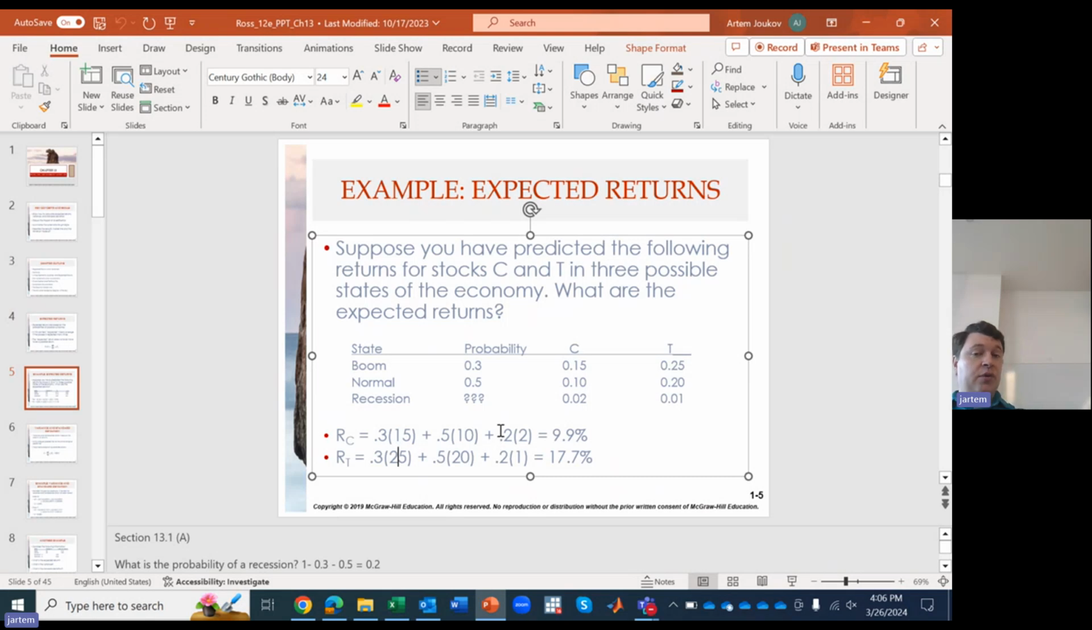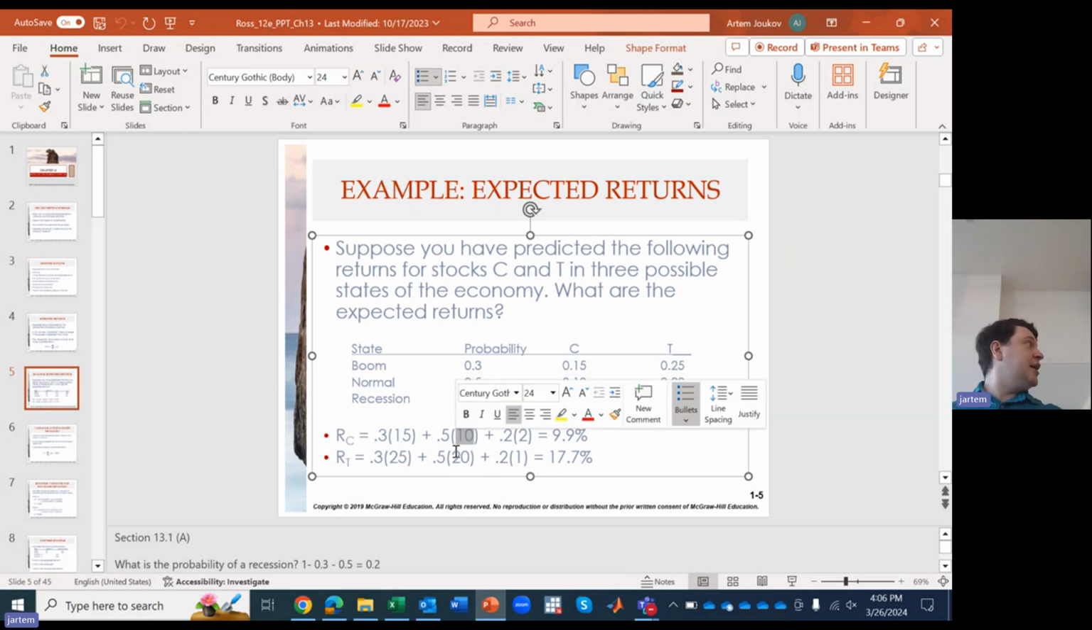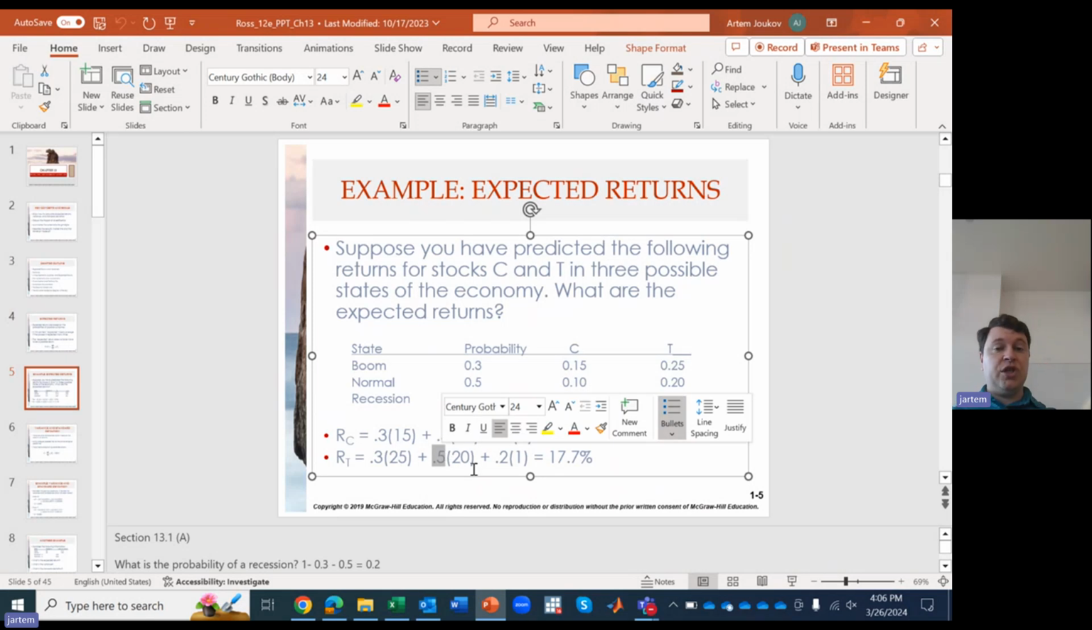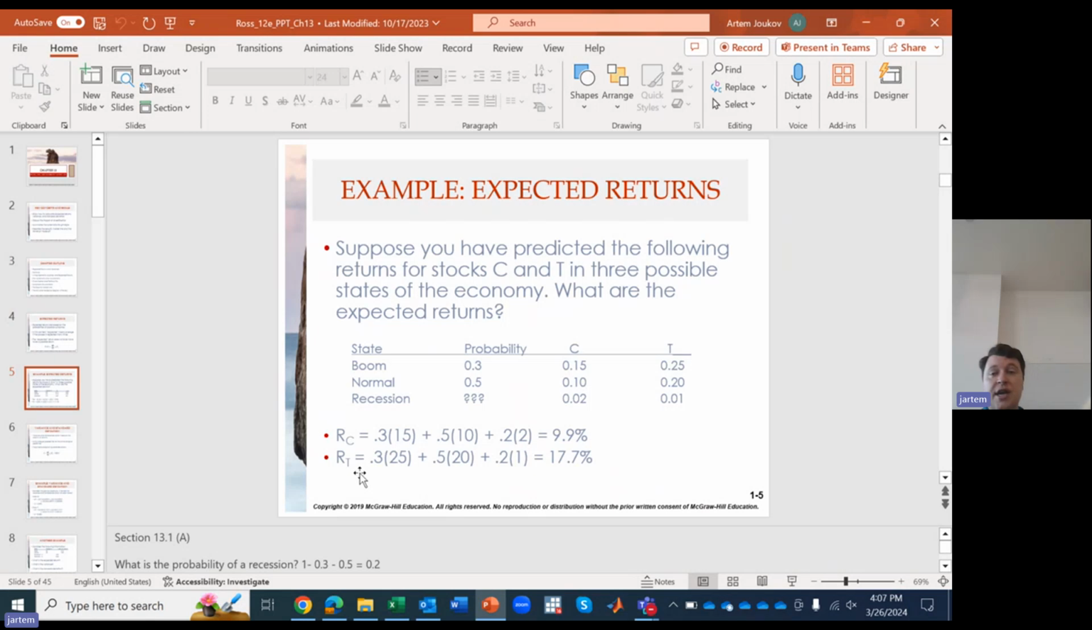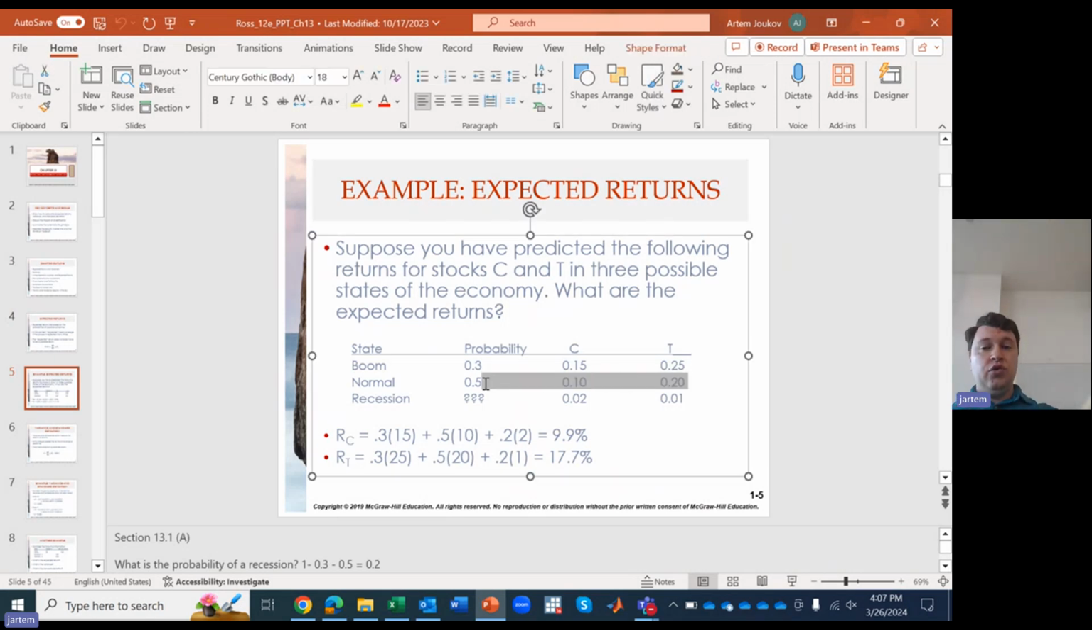Now, the same thing for the normal state of the economy. It's about 50% chance we have a normal state. So that's the 0.5. And then you plug in the percent return, that's the 10% return for stock C. Here again, 0.5 or 50% chance times the 20% return that stock T has in the event of a normal state. And so you plug in the 20% that stock T returns in the normal state.